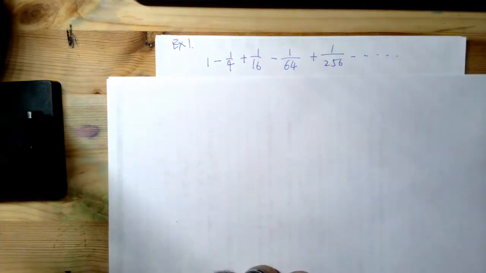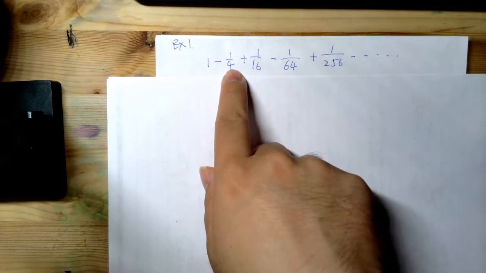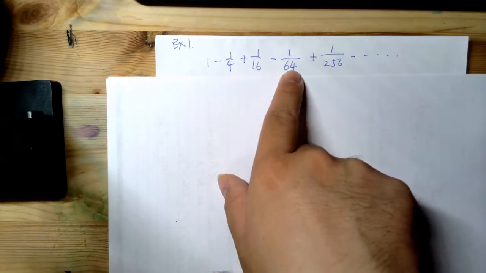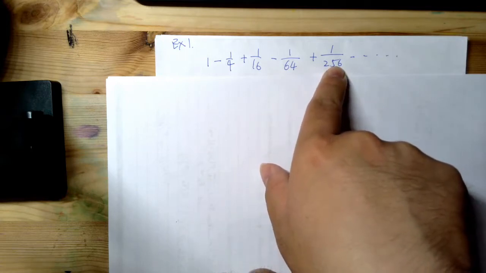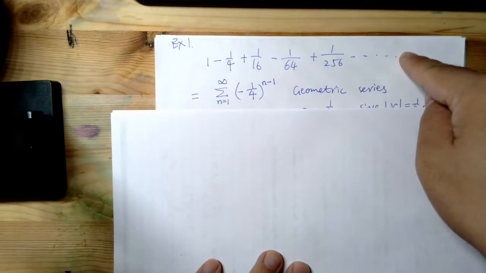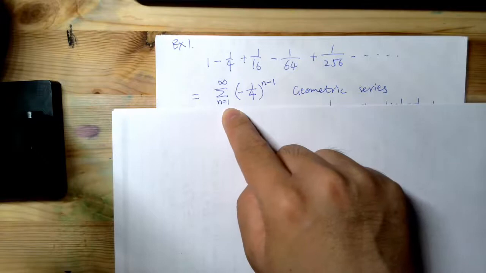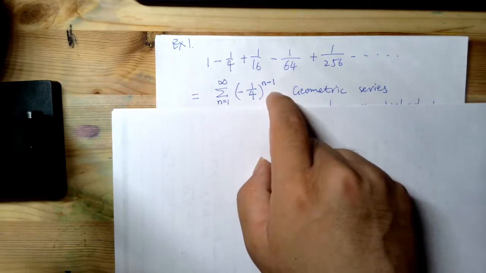Not only that, we can actually write out the alternating series because here you see this is 4, then 4 squared, 4 cubed, and then 4 to the power of 4. So basically this is what we can write out. We can write this as the sum over n from 1 to infinity of negative 1 over 4 to the power n minus 1. Okay, so we can write it that way.